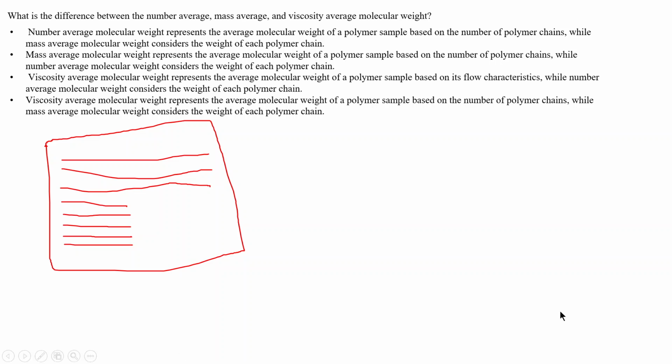So that's how you define the number average, mass average, and viscosity average of the molecular weights. So we still have viscosity average left. Viscosity average molecular weight, to understand that, we need to know about the solubility of the polymer.